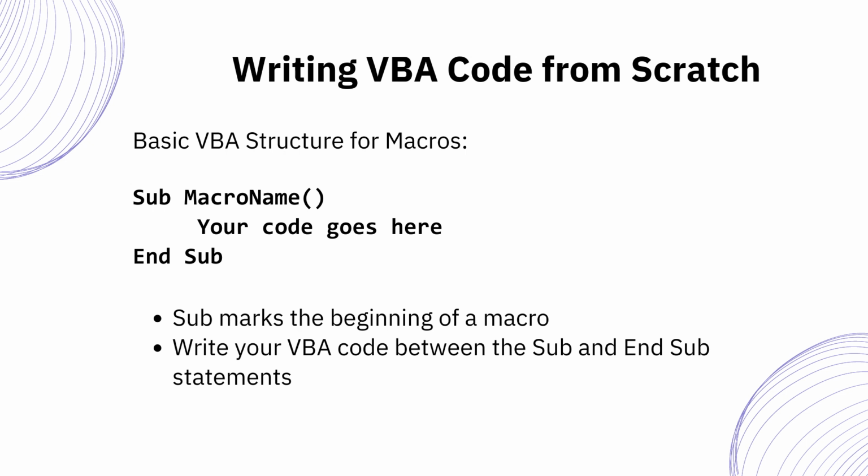Beyond recording actions, you can write macros entirely from scratch using VBA. This allows you to create more sophisticated automation that goes beyond the limits of recorded macros. Basic VBA structure for macros is as shown, where Sub marks the beginning of a macro. Write your VBA code between the Sub and End Sub statements.